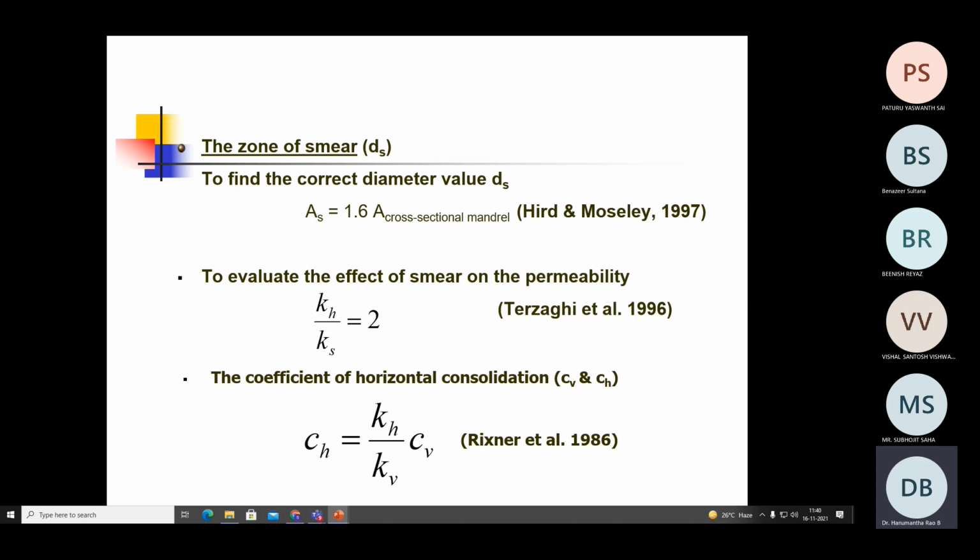Similarly, if you are not able to determine the horizontal permeability and vertical permeability separately, then to evaluate the effect of the smear on the permeability, you can take the ratio of KH by KS as 2. It is obvious that the horizontal permeability is greater than the vertical permeability. Similarly, if you are not able to determine the coefficient of consolidation in the horizontal direction, you can use this equation alternatively: CH is equal to KH by KV into CV.